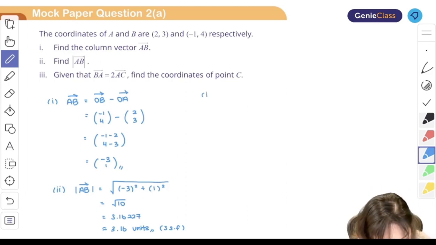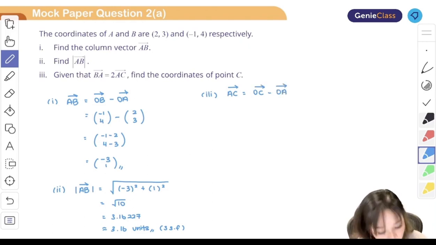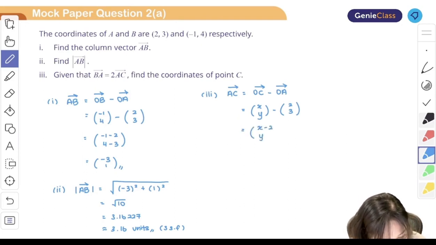Okay, now part 3. Given that BA equals 2AC, find the coordinates of point C. Okay, so let's start with finding AC first. So column vector AC is equal to OC minus OA, right? From our triangle law. So we don't know what the coordinates of C are, so I'll just let it be (x, y). And then OA I know is (2, 3). So from here, I can find my column vector AC, which will be (x minus 2, y minus 3).